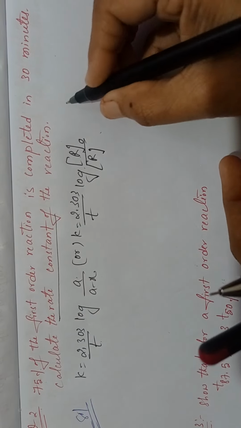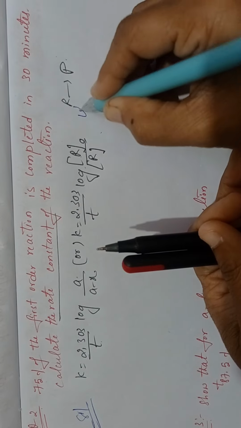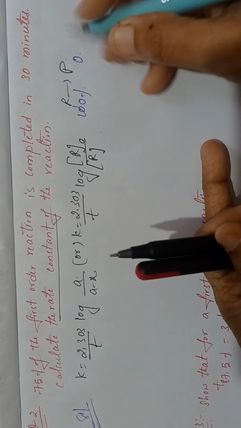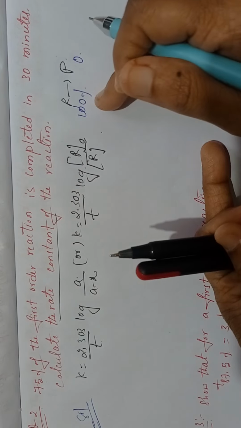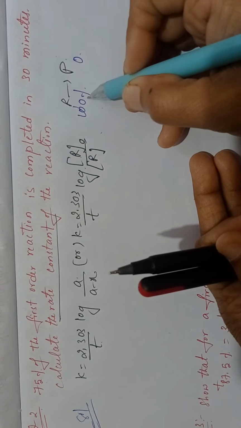For example, see here, reactants give products. Here the reactant is, suppose, initially 100%, but the product is initially 0. Okay, now the product is 0, students. Initially the reactant is present at 100%, but the product initially is 0. So this is the initial concentration.